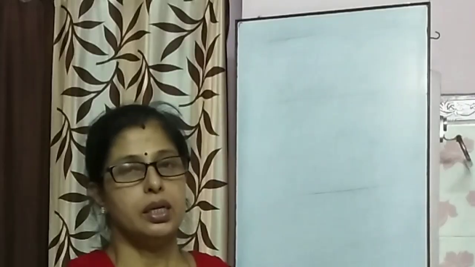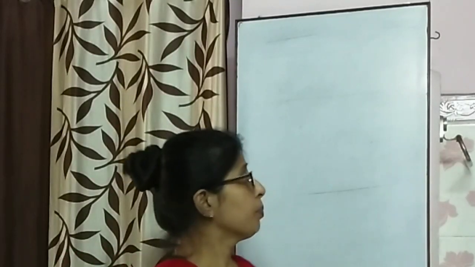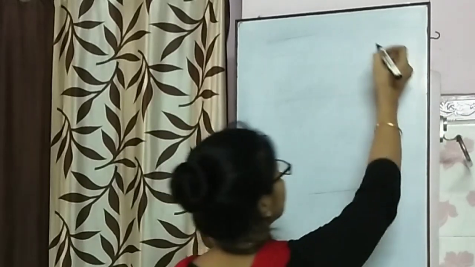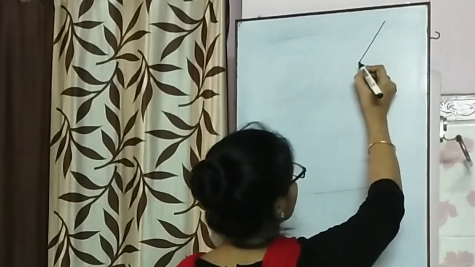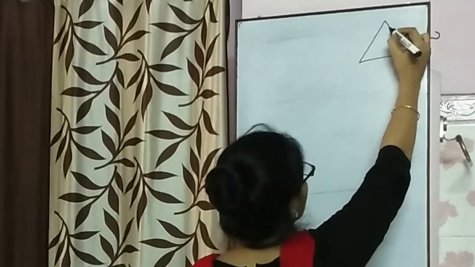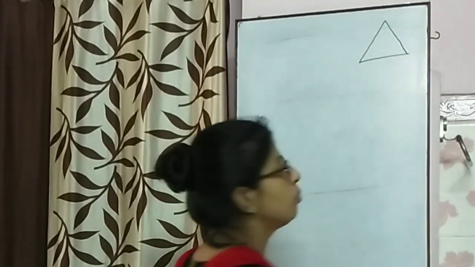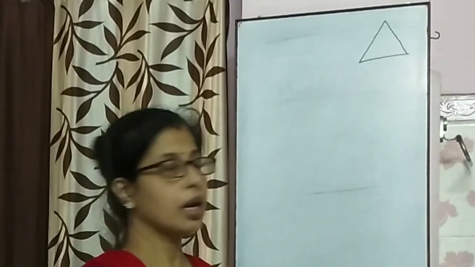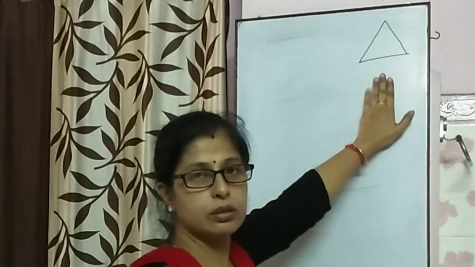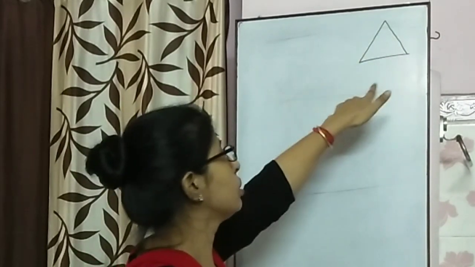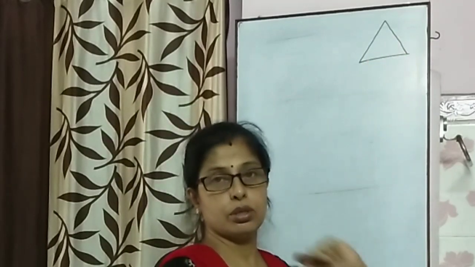Today I'll be teaching you the chapter triangles and its properties, and I have chosen the chapter from class 7 syllabus. Now we all know about the triangle. What is a triangle called? A closed figure bounded by three sides is known as a triangle. So it is enclosed by three sides. So this figure is known as triangle.